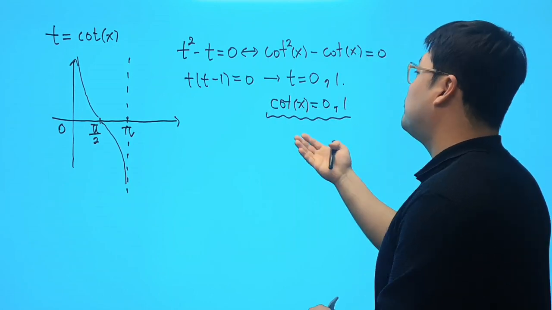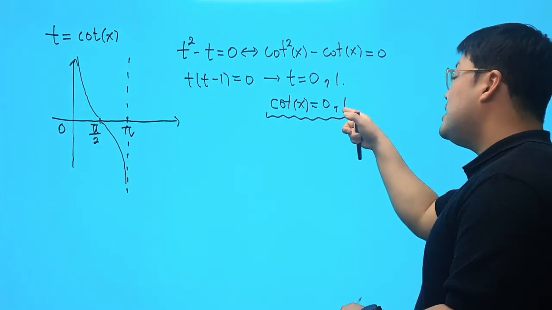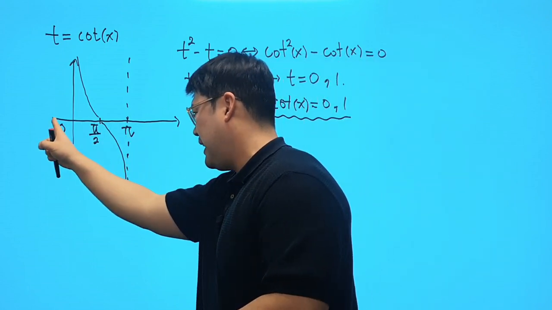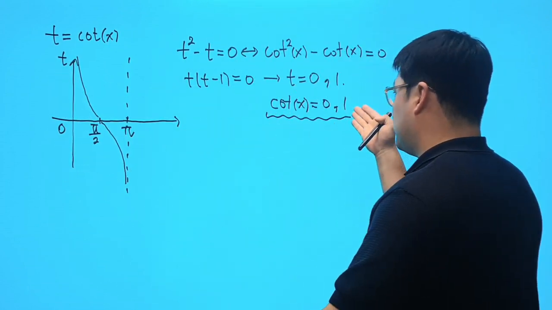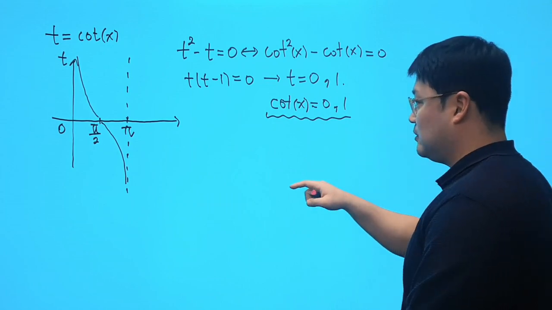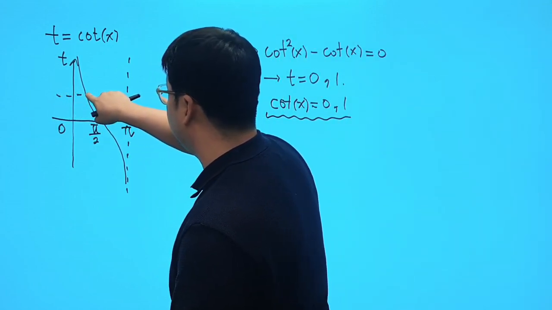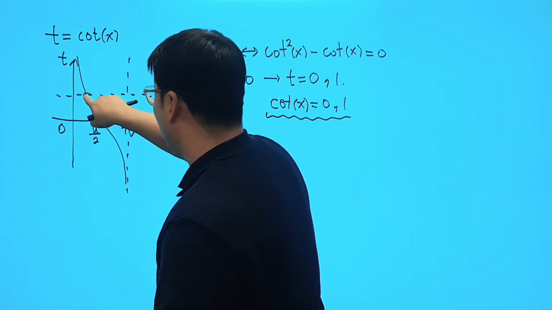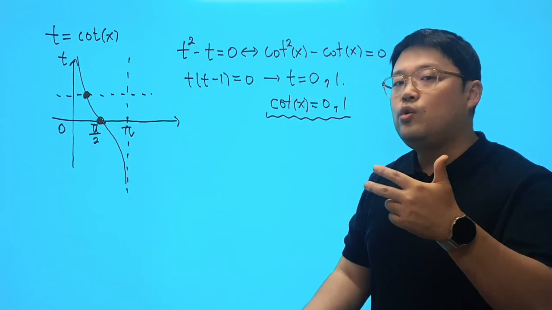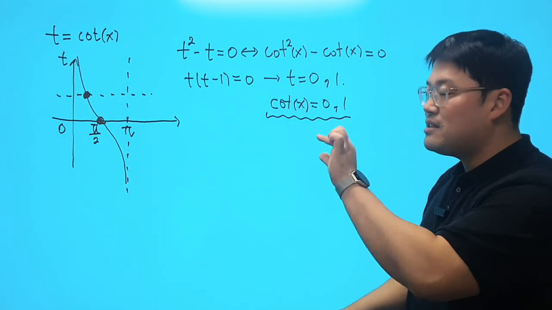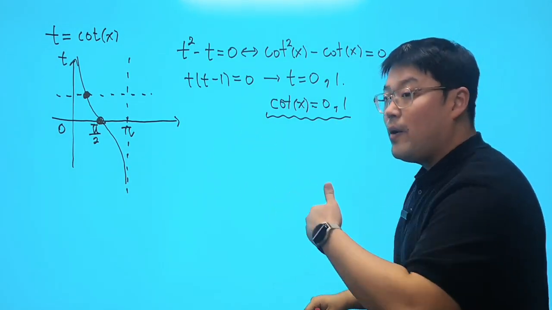Well, what this means from our graph is that you need to sketch the horizontal line at y equals 0, or let's say t equals 0. And you need to draw another horizontal line at t equals 1. Now, for t equals 1, I can tell you that we get one point of intersection, and the other line gives another point of intersection. So we have found two points of intersection within 0 and pi.